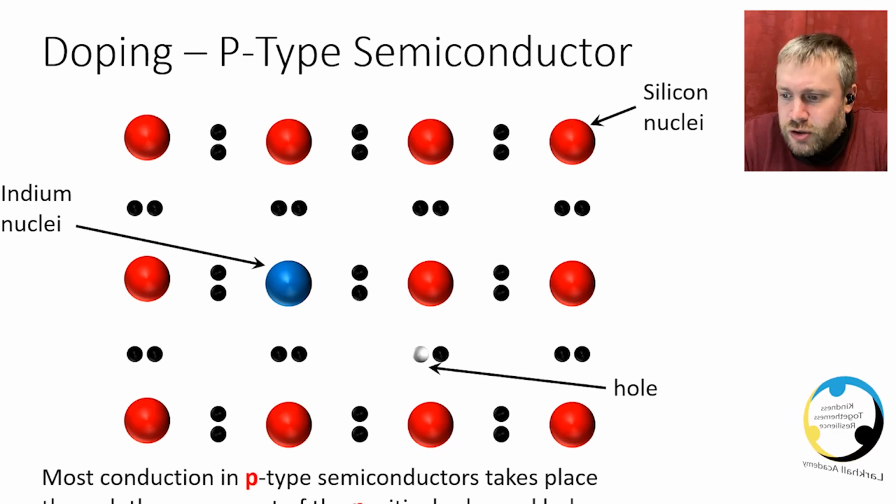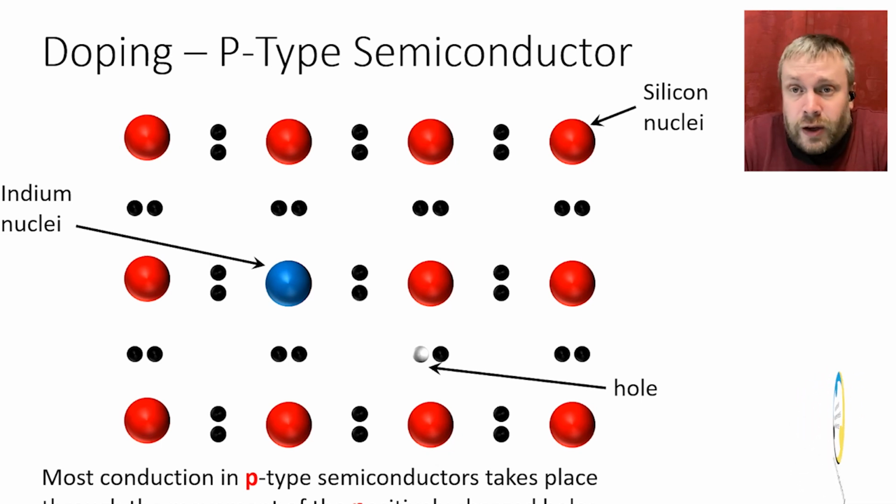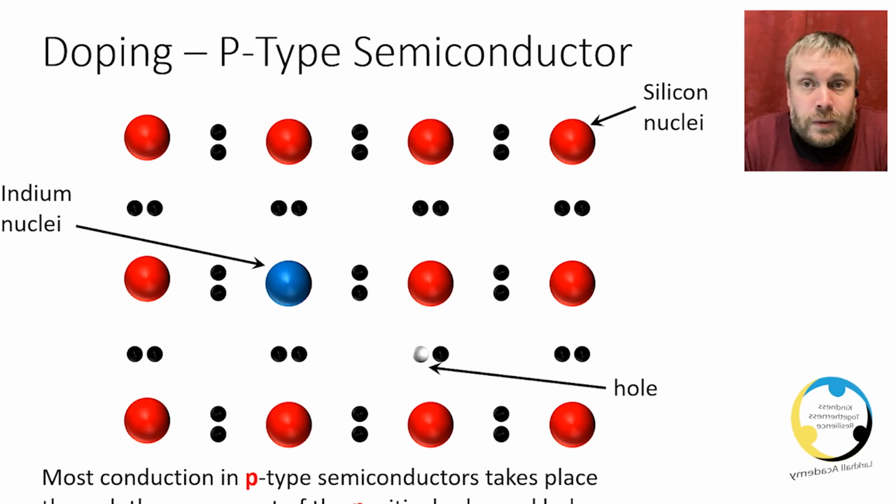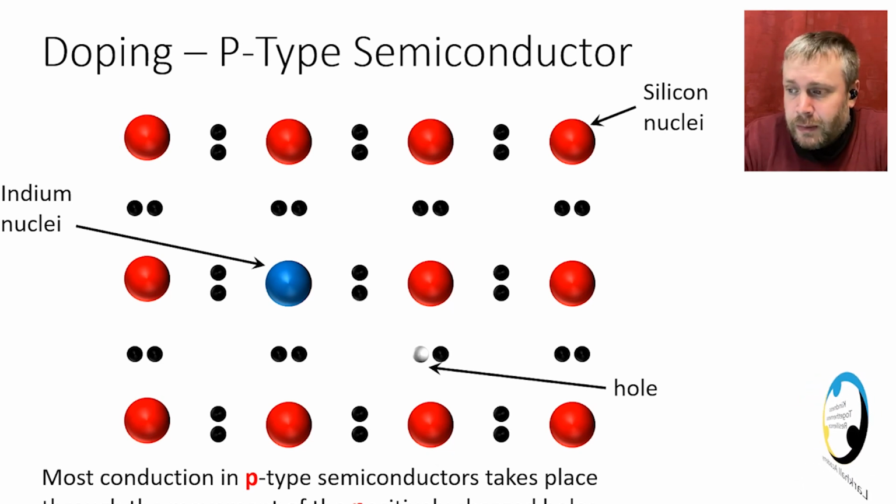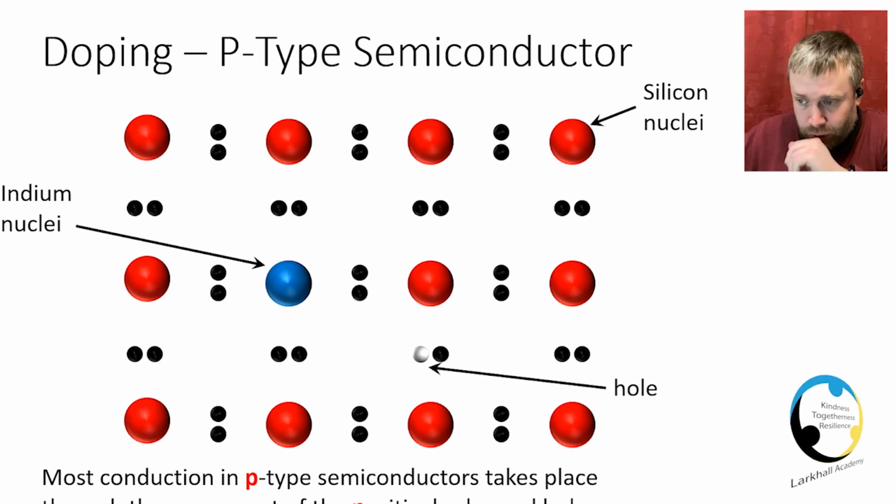Most of the conduction in P-type semiconductors takes place through the movement of positively charged holes. So that's how I remember it: P for positive, simple as that. It is very, very easy to remember if you just remember it in those terms.